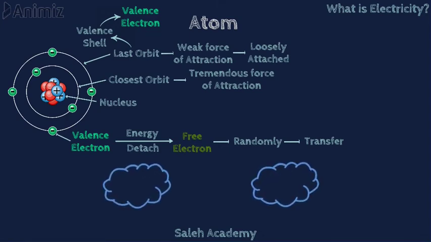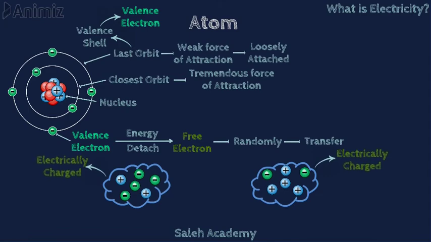Any piece of substance which as a whole contains an unequal number of electrons and protons is referred to as electrically charged. When there is a greater number of electrons compared to protons, the substance is said to be negatively charged, and when there is a greater number of protons compared to electrons, the substance is said to be positively charged.